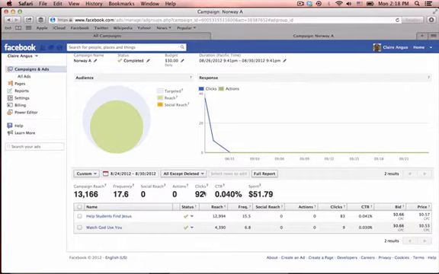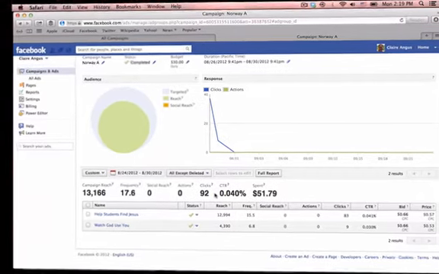And overall, for the two ads, there were 92 clicks. So out of 13,166 people that saw the ads, 92 decided to click on it. And that's for a click-through rate of 0.04. Now let me ask you a question. Is this good or bad? What do you think, gut level reaction? Is this successful? Is this horrible?